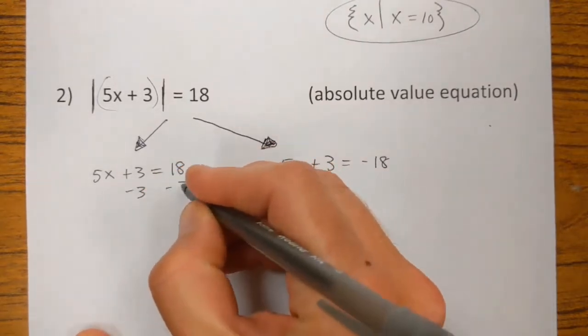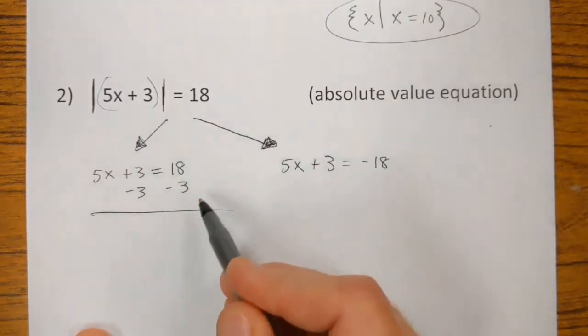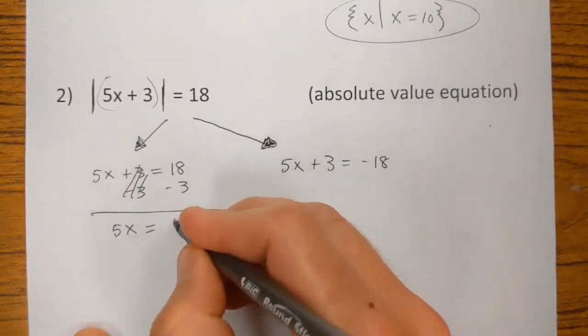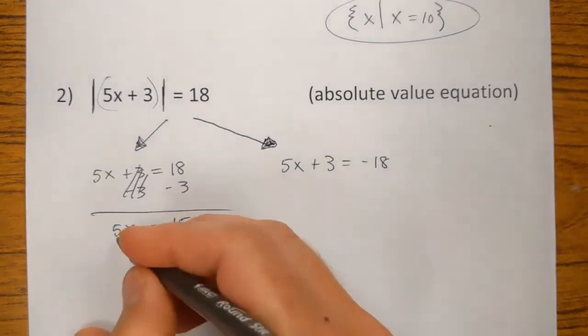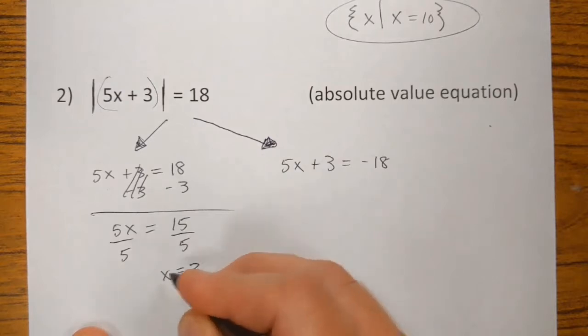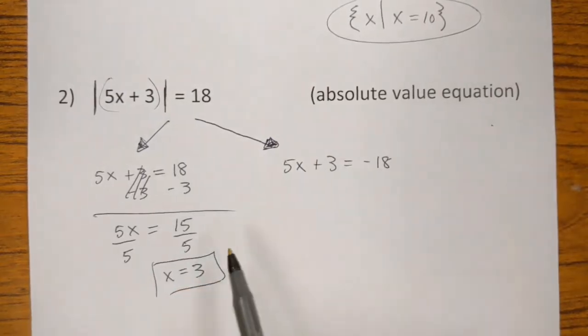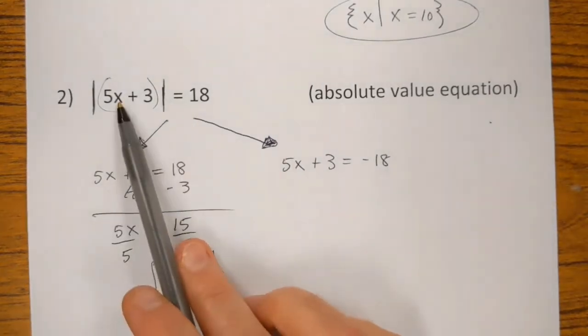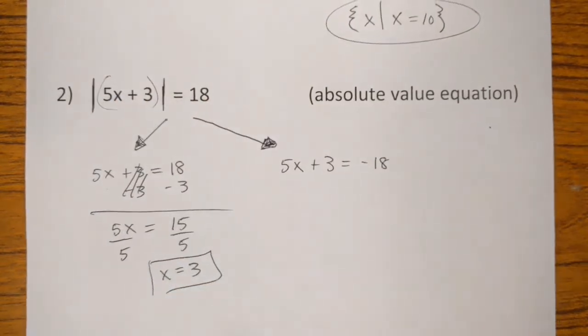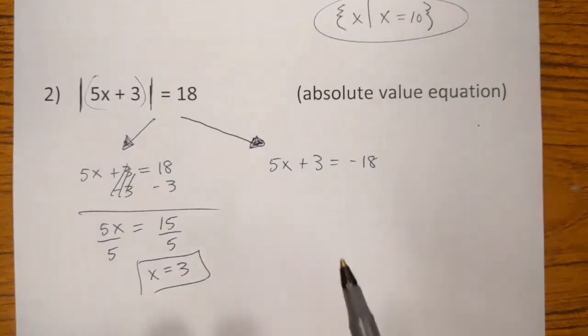So here to solve for x, I can subtract the 3 from both sides, and 5x is equal to 15. Divide both sides by the coefficient of 5, and one solution is that x is equal to 3. If I take the absolute value of 5 times 3 plus 3, that's going to equal positive 18. But that's not the only solution here.